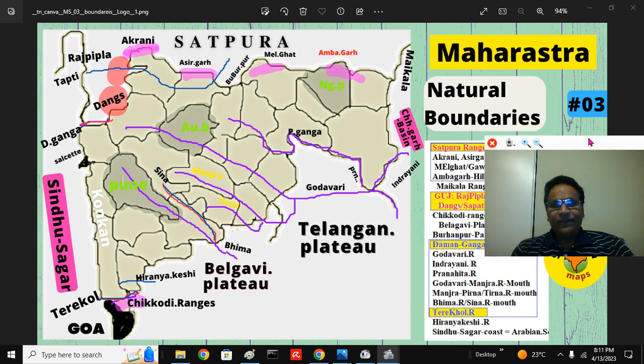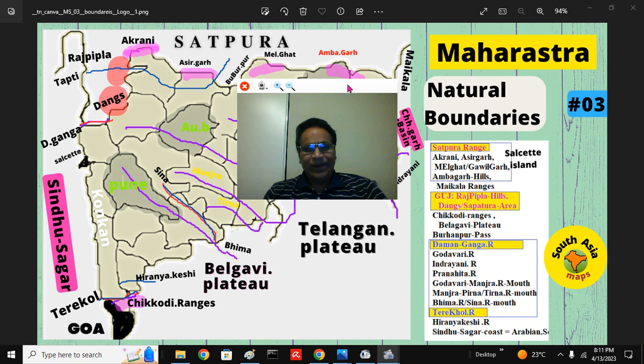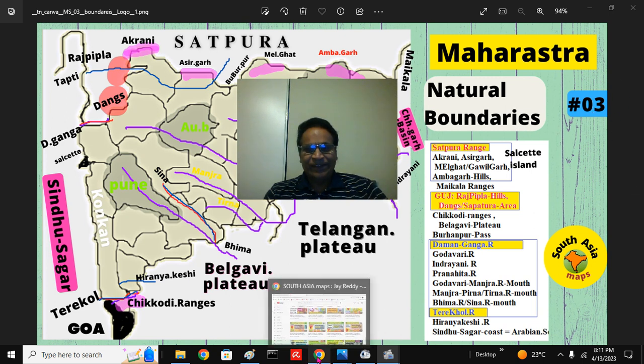We are continuing our fascinating series on Maharashtra. The topic of interest today is the natural boundaries of the Maharashtra state, that is the very important province in the Deccan region, South Indian region of Bharat. That is the Maharashtra Natural Boundaries, part 3 of the Maharashtra series.